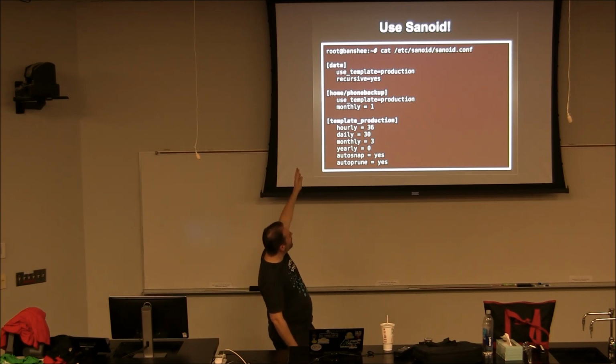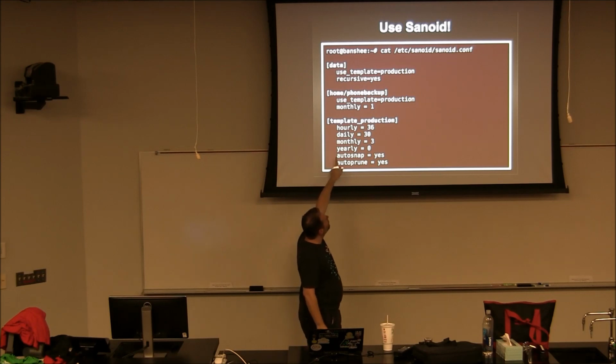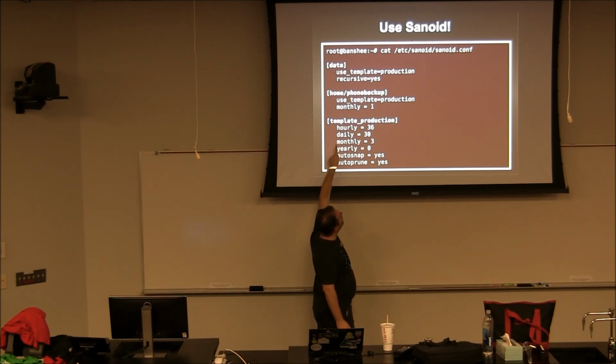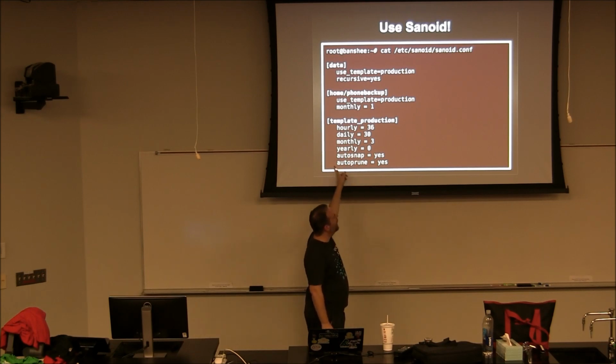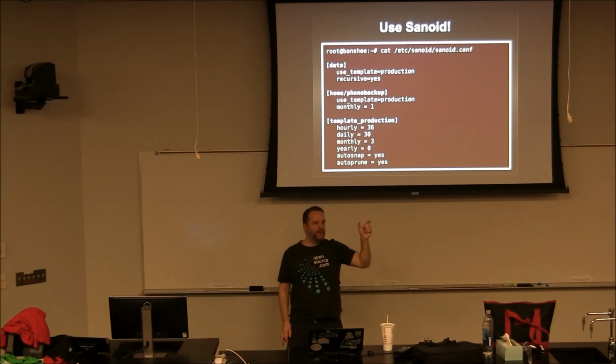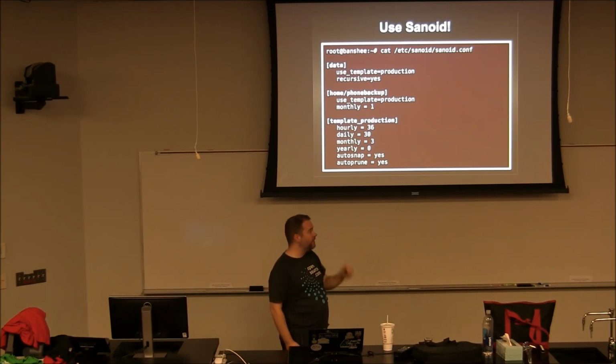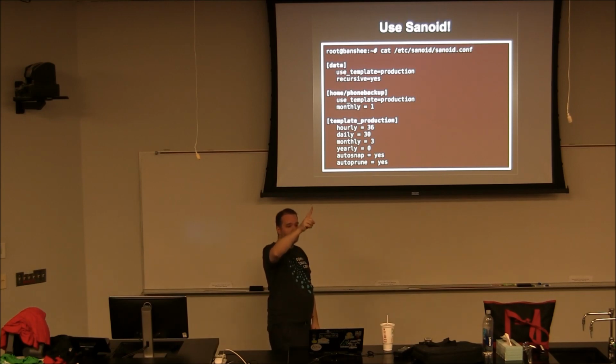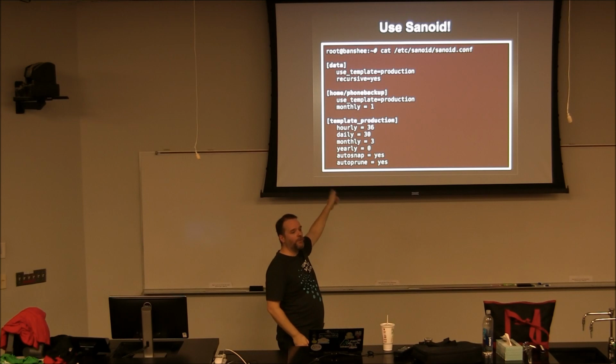I've got a separate one for my actual phone, which backs up by rsync on my machine, and that is the actual production template, which says I want to take and keep 36 hourlies, 30 dailies, and 3 monthlies. I don't want to take a yearly snapshot. I do want to take snapshots automatically. I do want to thin them automatically. So that and one single crontab line that just says 5 stars and sanoid --cron. That's all you need, and it will parse that, and it will do all those things.